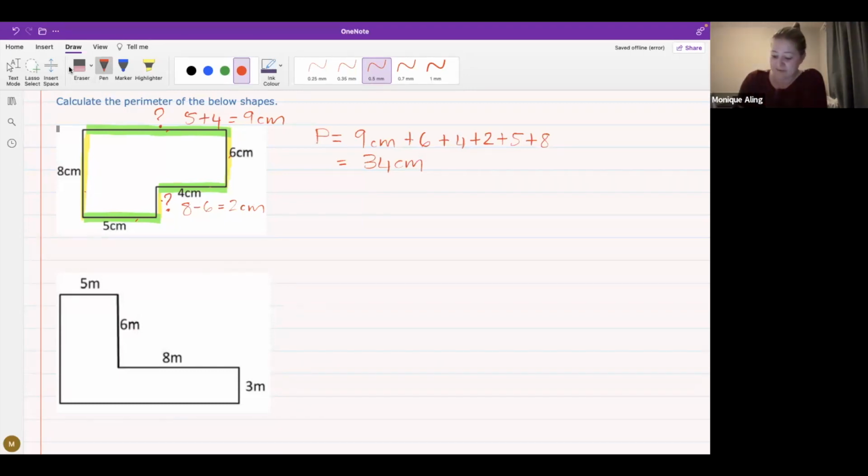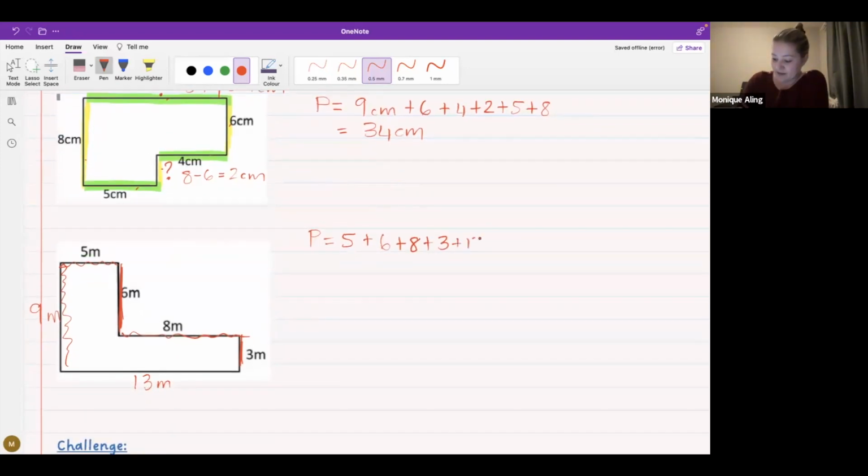So our missing side over here is 13 meters. I took the 5 plus the 8. And this side over here is equal to 9 meters. I took the 6 plus the 3. So perimeter is add all the sides together: 5 plus 6 plus 8 plus 3 plus 13 plus 9. Let's see what we are getting. 44 meters. Good.